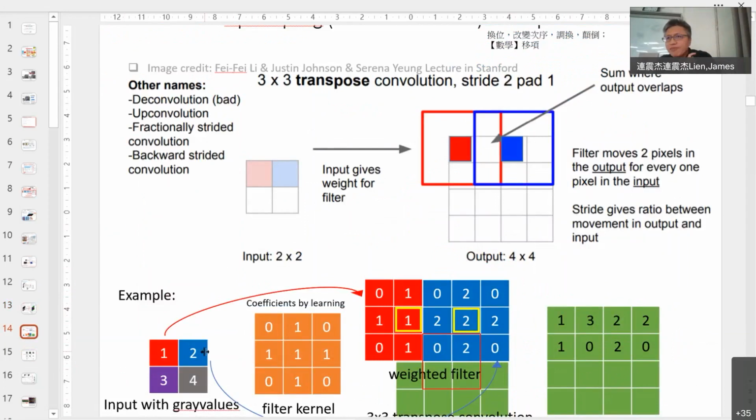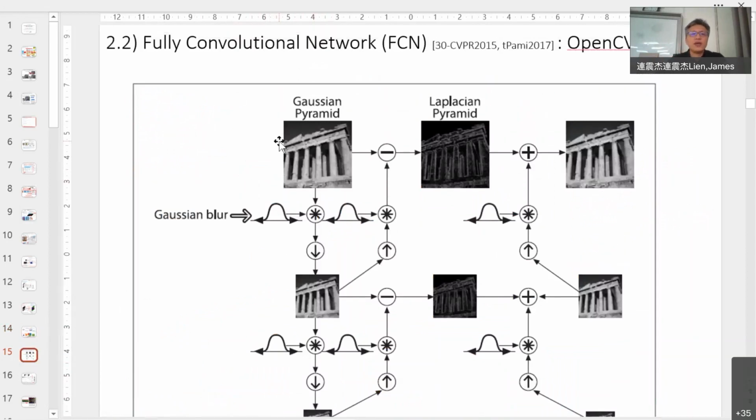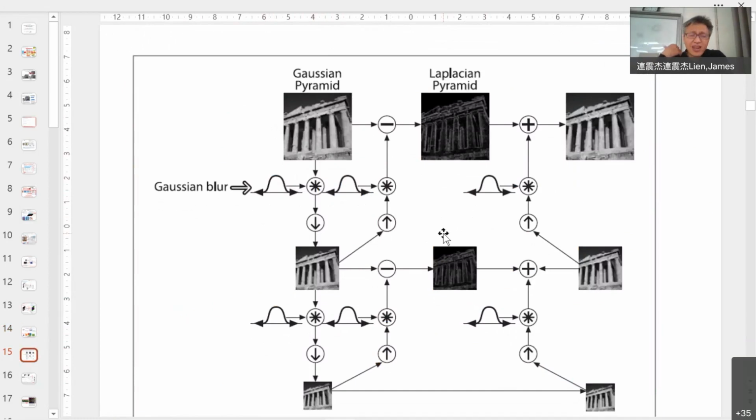And sometimes people do upsampling by learning the filter, and that would be better. We do convolution for the downsampling, and we also do convolution for the upsampling. So if this filter is a weight, it's learned, and the result will be better. And this one, I copied from OpenCV. And in Monday's class for undergraduates, we teach about this one.